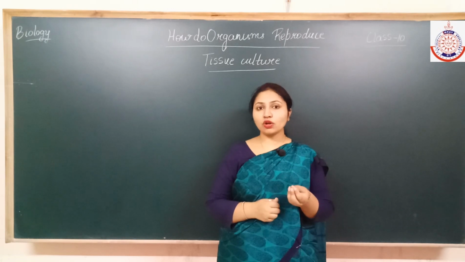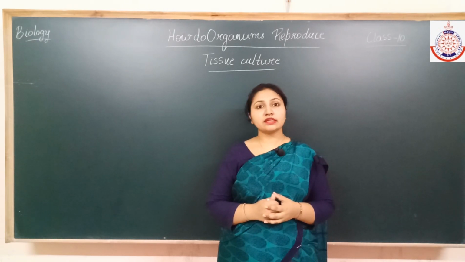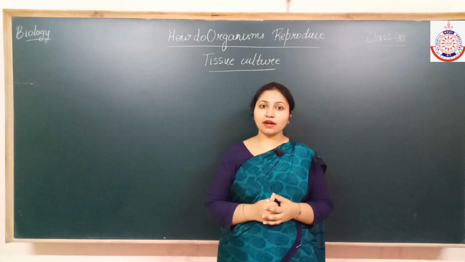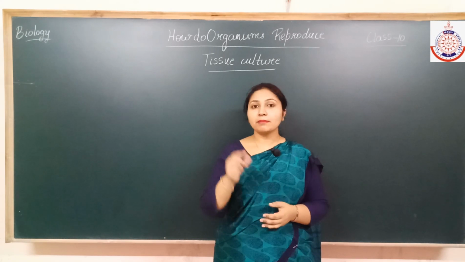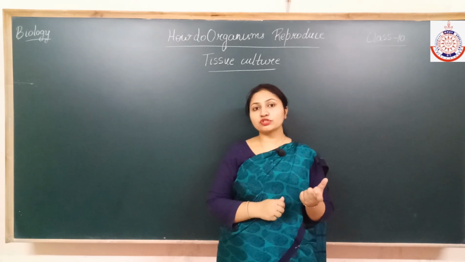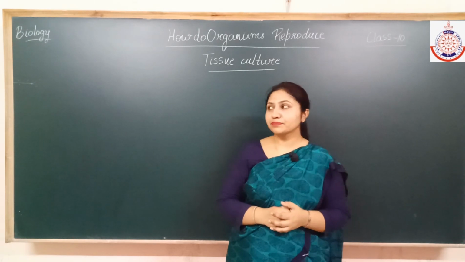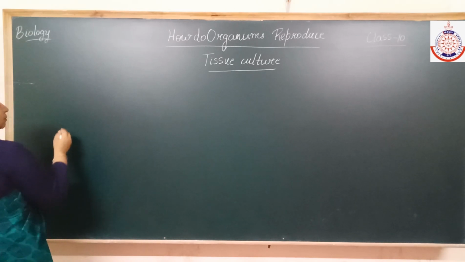From a small portion of the tissue or organ, we can get thousands of plantlets, and this is also known as micropropagation. Micro means small portion, and from a small portion, thousands of plantlets. So let's discuss in detail how tissue culture is performed.